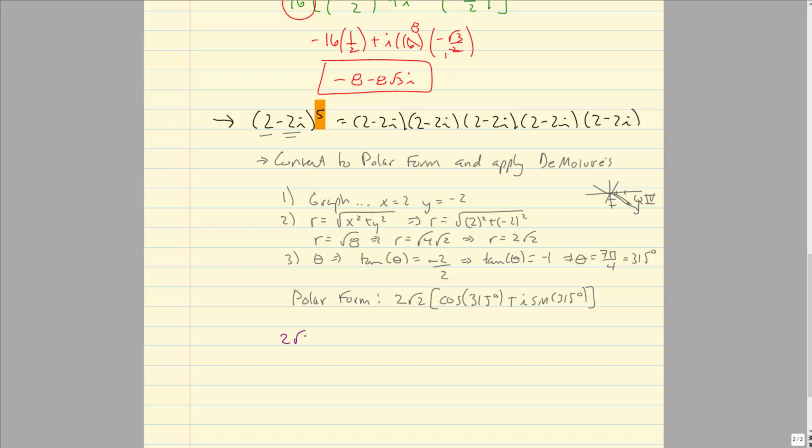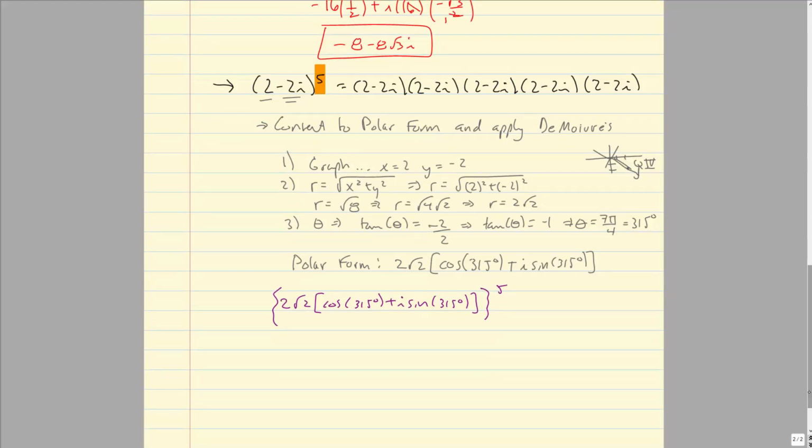So again, we'd have that 2 square roots of 2, cosine of 315 degrees plus i sine of 315 degrees, and all of this is going to be raised to the 5th power. So now we can apply DeMoivre's. And again, this ends up making the problem easier for these higher powers. So this will look like 2 square roots of 2 to the 5th. Then I'll have cosine of 315 degrees times 5 plus i sine 315 degrees times 5.